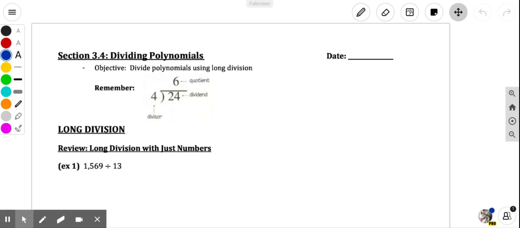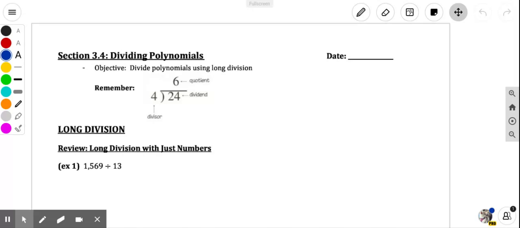Hey everyone, so we are all set with graphs of polynomials for now. We will revisit them soon. But next we're going to learn how to divide polynomials. So there's two ways that we divide polynomials.